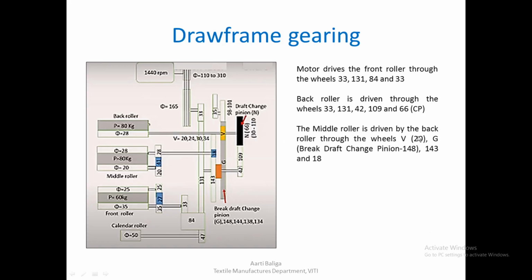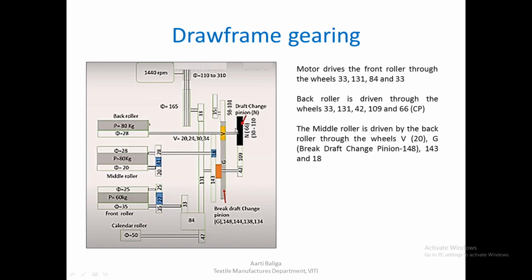Then you see the middle roller, that is this roller which is driven by the back roller through the wheels. Once the back roller is driven, the back roller drives the middle roller through V, G, which is known as the brake draft change pinion, and from V, G, 143, this is 143 and 18. So this is the route to drive the second roller.